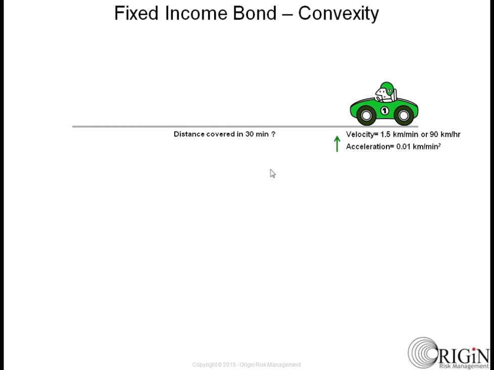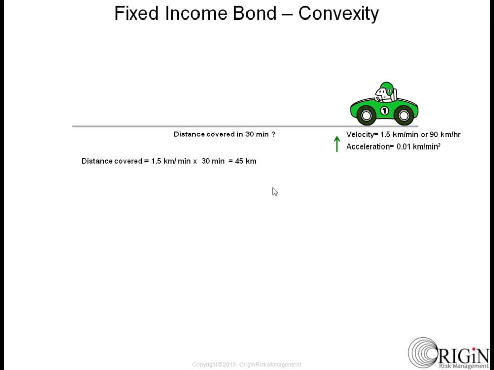The answer to this question cannot be 1.5 multiplied by 30 is equal to 45 kilometers, as this assumes constant velocity. We know there is acceleration, which is 0.01 kilometer per minute square. How do we incorporate the acceleration in our calculation? You could do the following. Assuming acceleration happens only at the end of every minute.